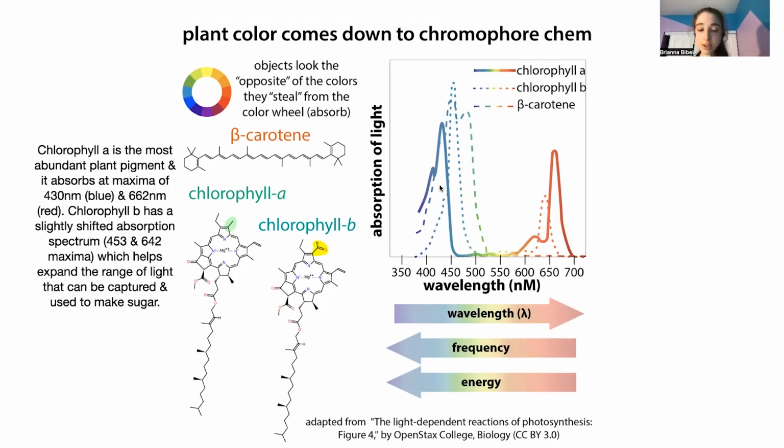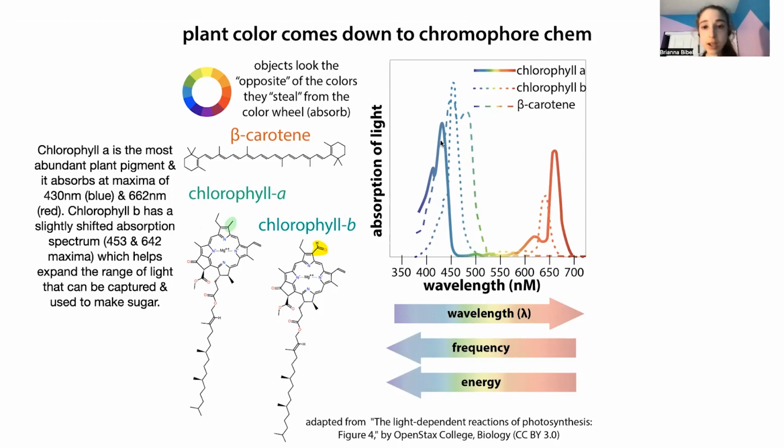Now, there are actually different versions of chlorophyll. Chlorophyll A is the most abundant plant pigment, and it has maxima at 430, this peak right here, and 662. So it's absorbing blue light and red light, but not green light. And so what you actually see is the green light that's left over.